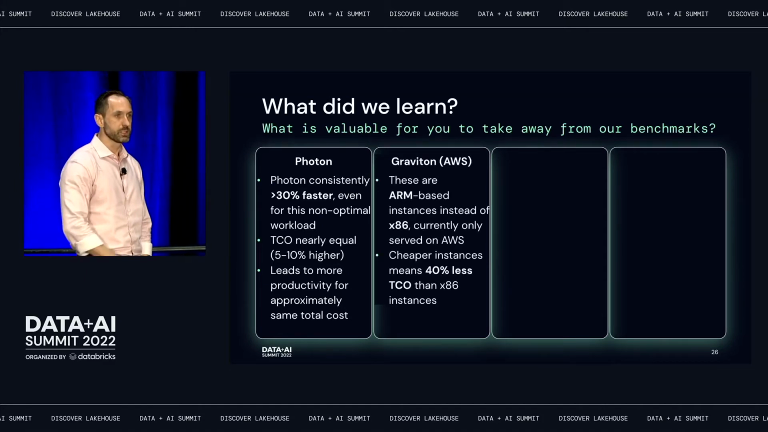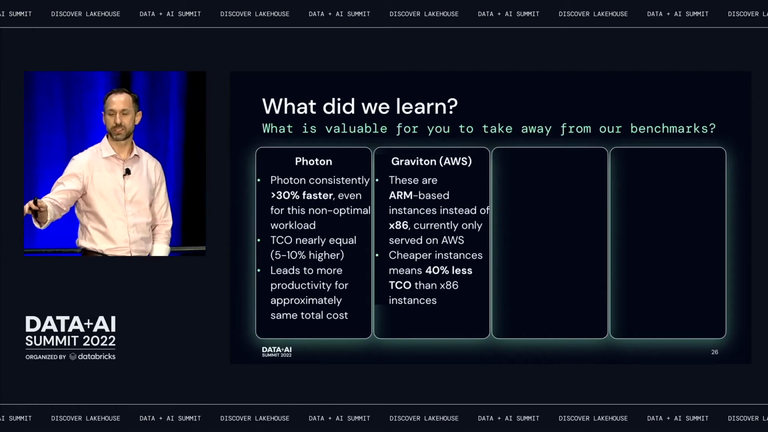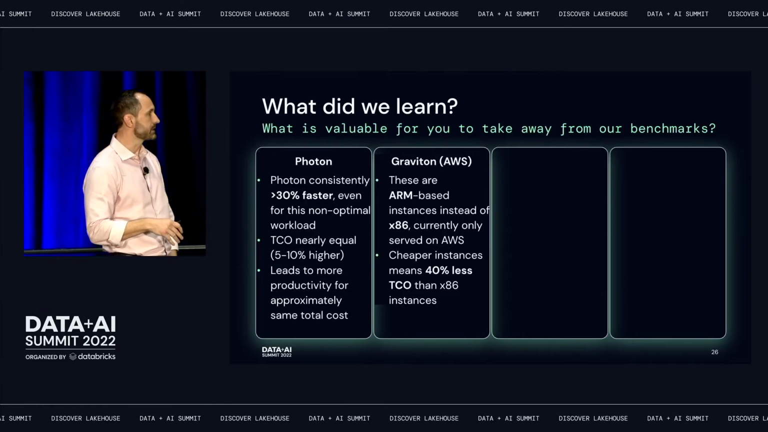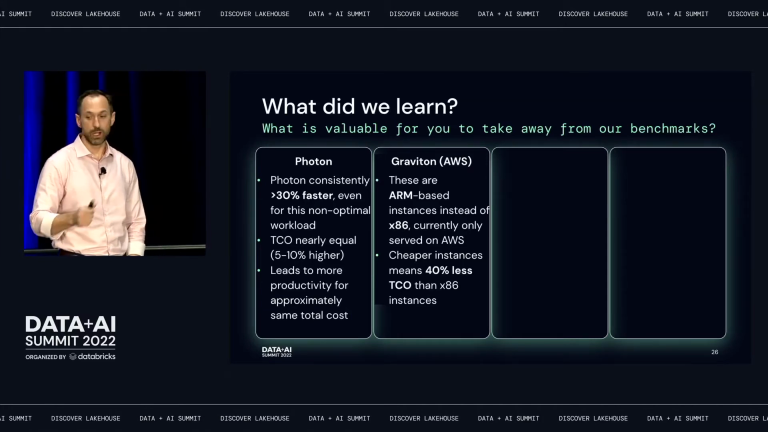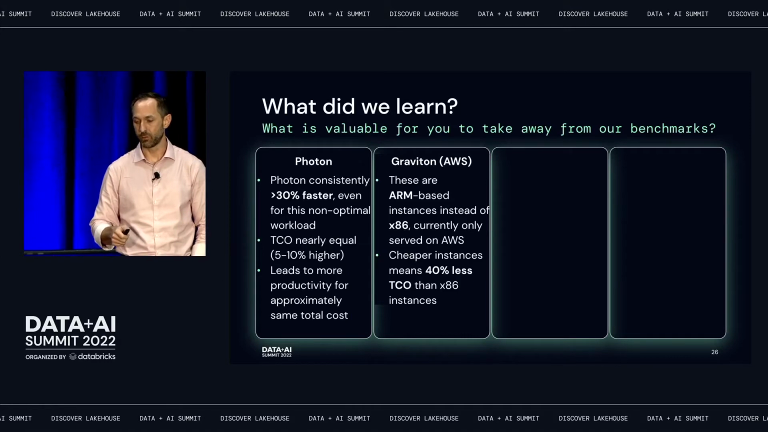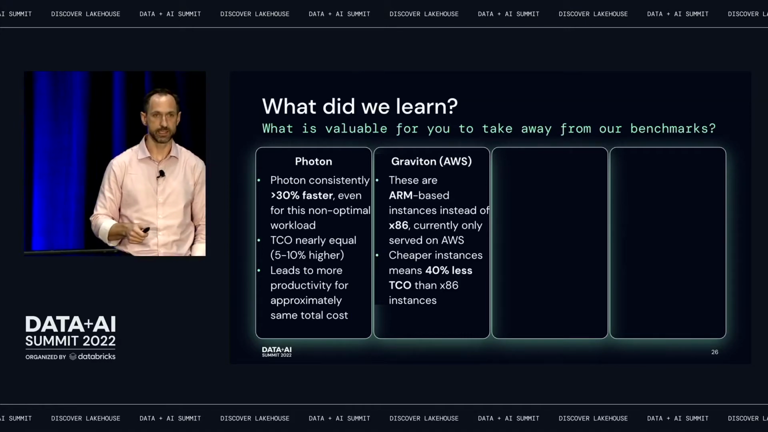Graviton, I'm not sure how many AWS customers we have. I know the ARM-based series is not available on all clouds, but the Graviton instances were significantly faster and cheaper, okay? So 40% less TCO than x86.